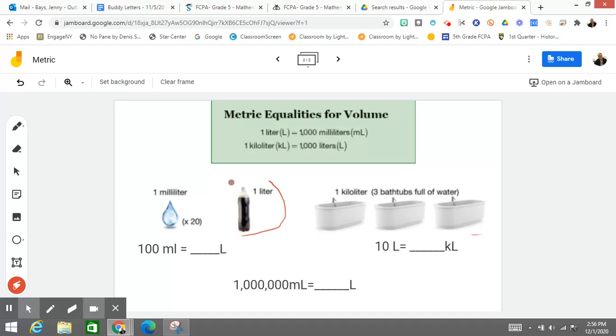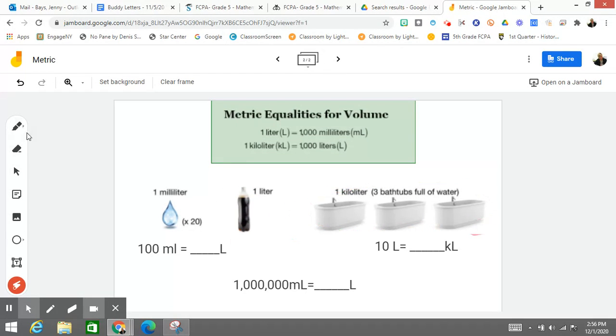A liter is like a big pop bottle. We buy pop sometimes in 2-liter jugs, so not as big as a 2-liter, but like a big bottle of pop. That's about a liter. And then a kiloliter is kind of big. It takes 1,000 of these pop bottles to make a kiloliter, which would be like 3 whole bathtubs full of water. But we're still dealing in thousands.